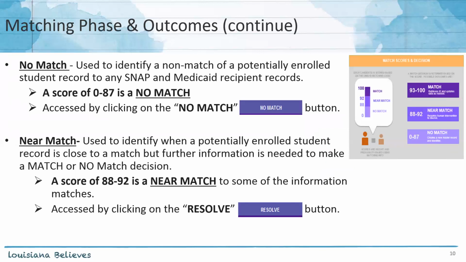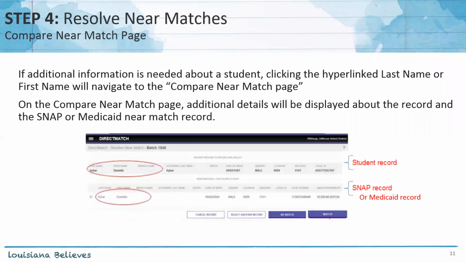And the things I said are on these slides. If you haven't been provided them yet, I think Lindsay actually emailed those out to you. But if not, if you don't have it, let us know. We'll make sure you have it. But this goes through everything I said. So no match is 0 to 87, and near match is 88 to 92. So the system will do that.